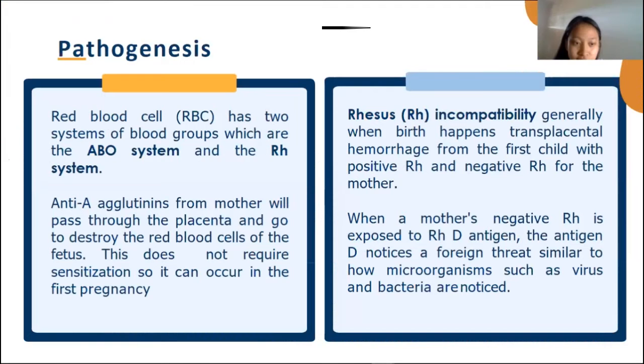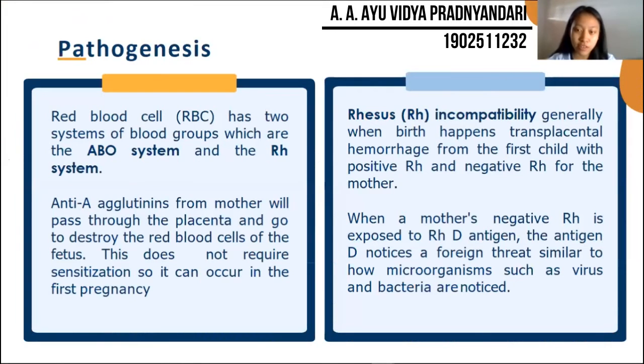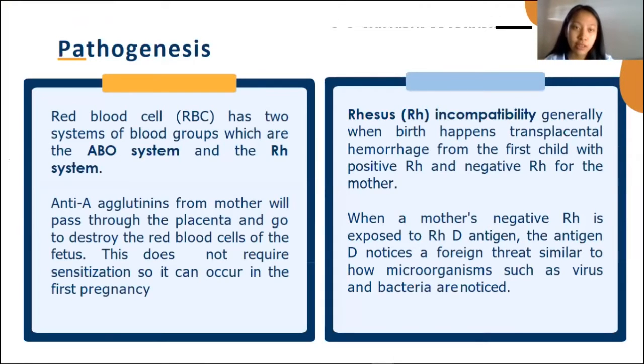Next. So red blood cells have two systems of blood groups, which are the ABO system and the RH system. Anti-A agglutinins from the mother will pass through the placenta and destroy the red blood cells of the fetus. This doesn't require sensitization, so it may occur in the first pregnancy.